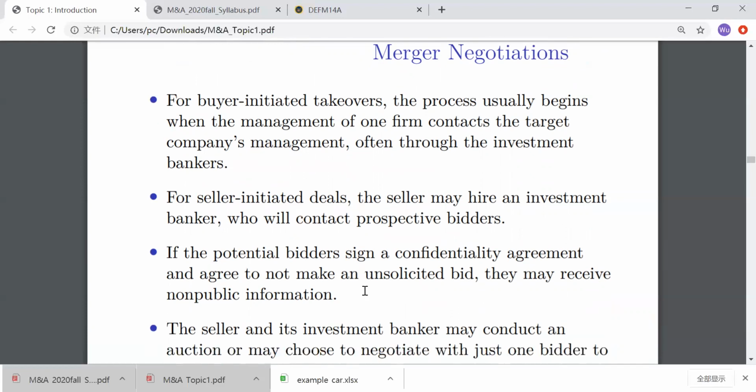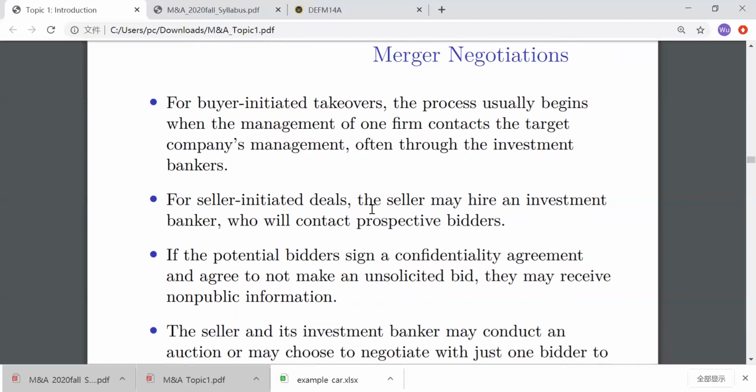Now we're going to talk about the merger negotiation, right? So merger negotiation, like we previously illustrated, typically happens before the public announcement of a deal, right? So for buyer-initiated takeovers, the process usually begins when the management of one company contacts the target company, right? Often through the investment bankers. So this is the buyer-initiated takeover. For seller-initiated deals, the seller may hire an investment banker, right? And the investment banker will contact prospective bidders on behalf of the seller, right?